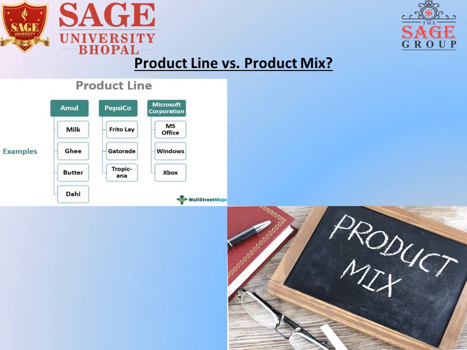Then the question is, what do you understand by product mix? A product mix is the total number of product lines and individual products or services offered by a company. A company can have multiple product lines with lots of products in each line, but it can only have one product mix.